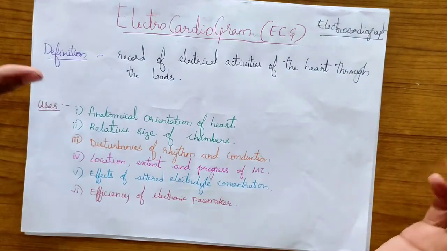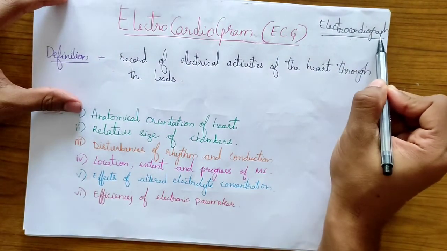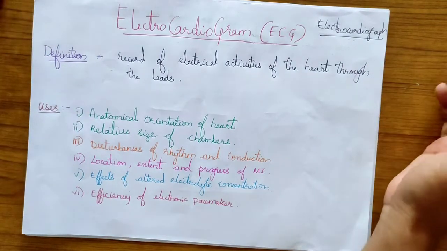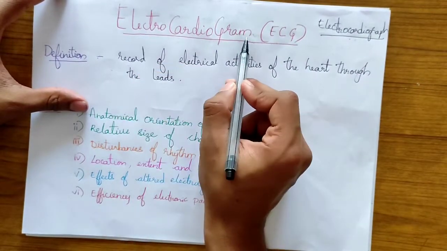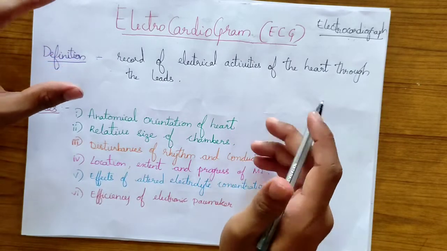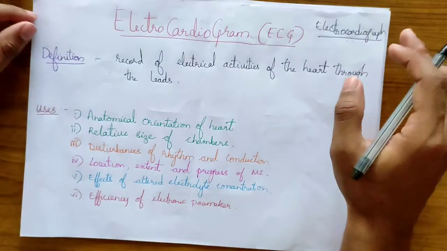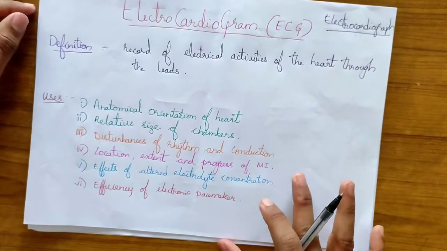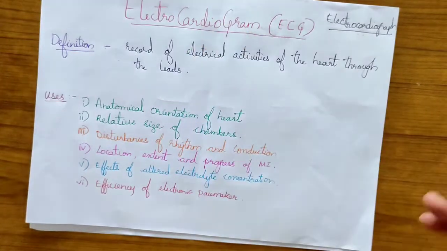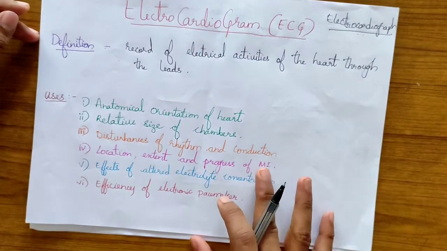So you can often get confused by electrocardiograph. A graph means that is the recording. Electrocardiogram is the recording of the electrical activities of the heart, whereas the electrocardiograph is the machine which records the ECG. So what are the uses of this electrocardiogram? Why do we need this? So there are several uses.